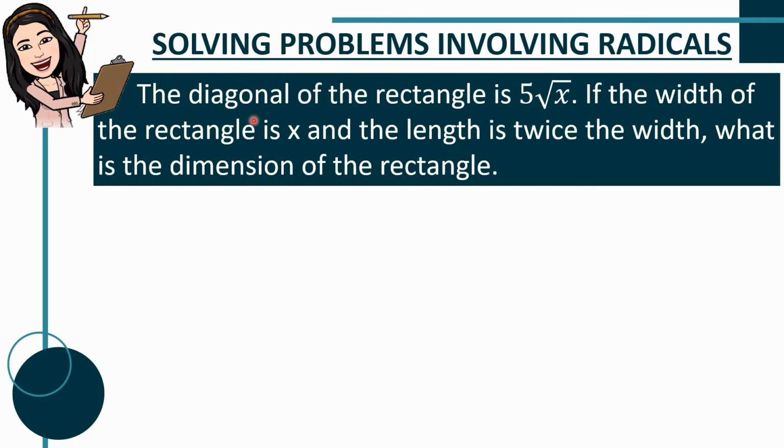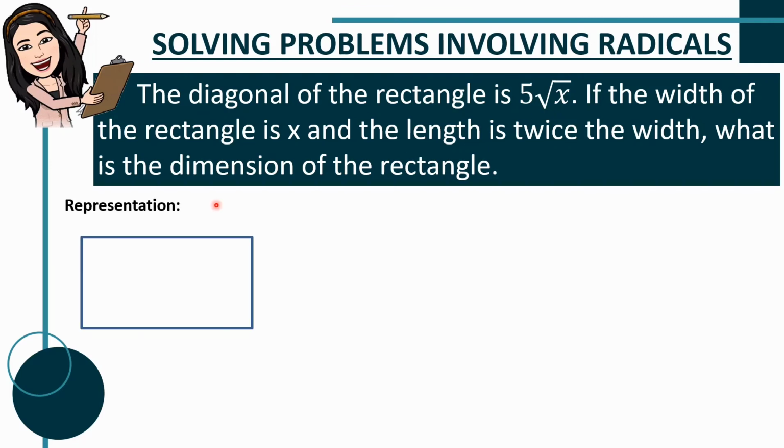Okay? So, sabi dyan, ang diagonal daw. Do you know diagonal? Okay, ang diagonal po ay yung the line that connects the two opposite vertices. Correct. So, the diagonal of the rectangle is 5 square root of x. So, let us first represent that rectangle. So, the rectangle is like this. And the diagonal ay ito po yun. The line that connects the two opposite vertices. So, ayan yung ating diagonal.